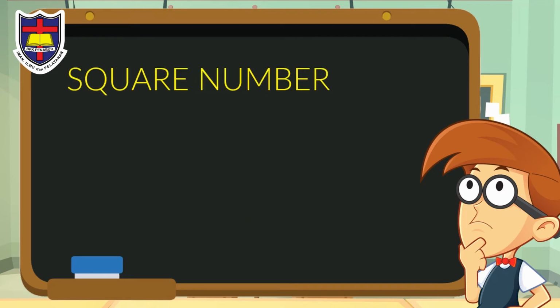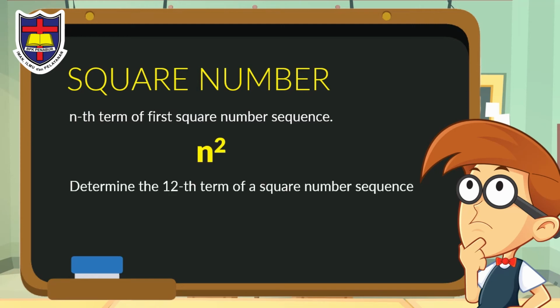So now go to our next number pattern. Now we will discuss square numbers. So the formula for the nth term of the square number sequence is n squared. So this is the example. Determine the 12th term of a square number sequence. So the n will be 12. So n squared equals 12 squared, which equals 144.